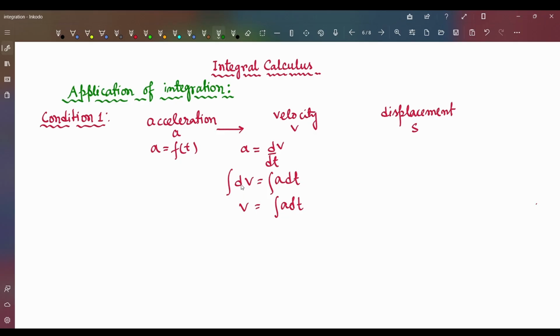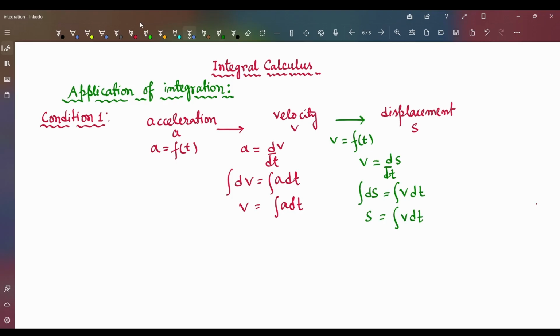Similarly, if velocity is a function of time, then we can write v is equal to ds/dt. Therefore, ds is equal to v dt, and integrating both sides, we get s is equal to the integration of v dt. Therefore, to get displacement from velocity, we need integration. I give you an example here.